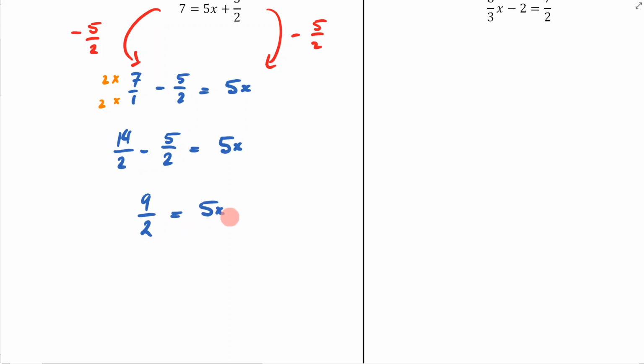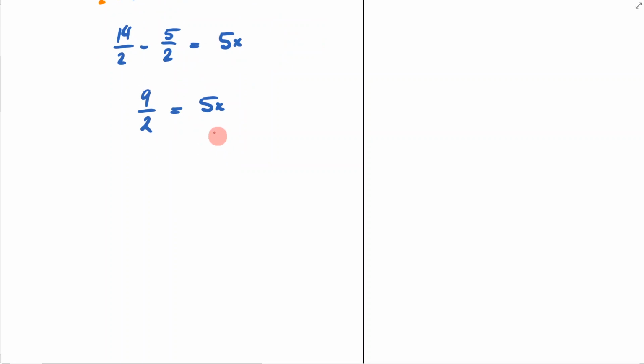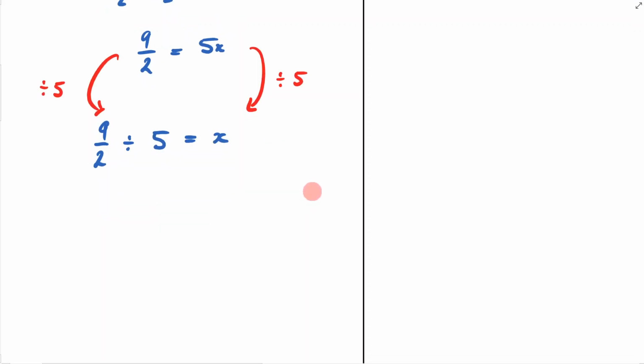Now here comes the interesting part. What I'm going to have to do next is divide by 5, right? I'm going to have to divide by 5. So that means I'm going to get 9 on 2 divided by 5 is equal to x. Now, what I want you to remember is stay, change, flip. So I'm going to do that.